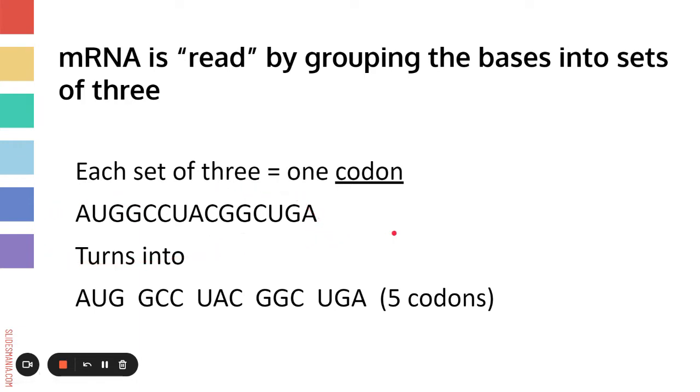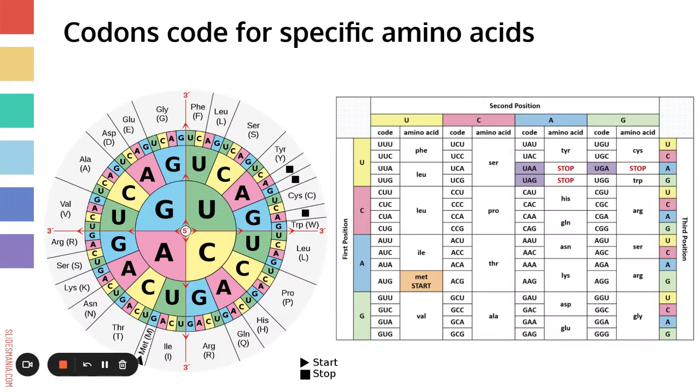So this long stretch of RNA bases is going to turn into these 5 distinct little subsets. A is grouped with U and G, and that's one set. GCC is another set. UAC is a third set. GGC is the 4th set, and UGA is the 5th set. So we're going to have 5 different words instead of just this one long chain of letters. Each of these little words is called a codon. One codon is a set of 3 RNA bases, 3 RNA nucleotides. So here are 5 codons right here.